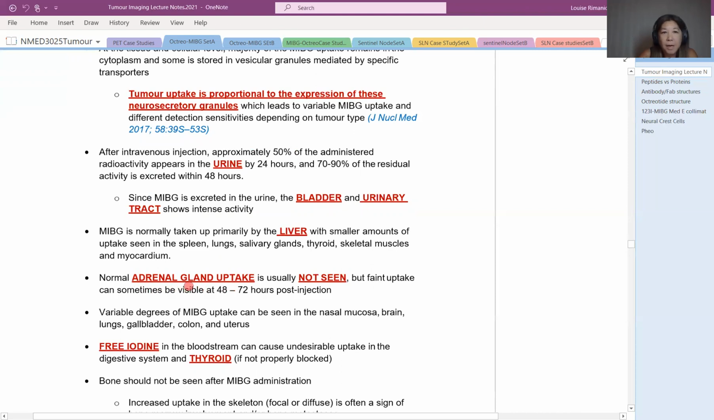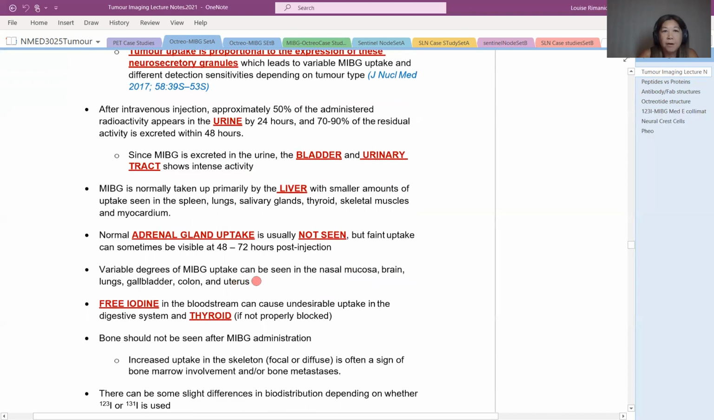We actually don't see a lot of adrenal gland uptake. Sometimes you can see some faint uptake 48 to 72 hours post-injection, but surprisingly, we don't see a lot of adrenal gland uptake. And then you can see variable degrees of MIBG uptake in the nasal mucosa, brain, lungs, gallbladder, colon, uterus. So in terms of the biodistribution, it's not a nice, clean looking scan, which is sometimes one of the downsides of imaging with MIBG.